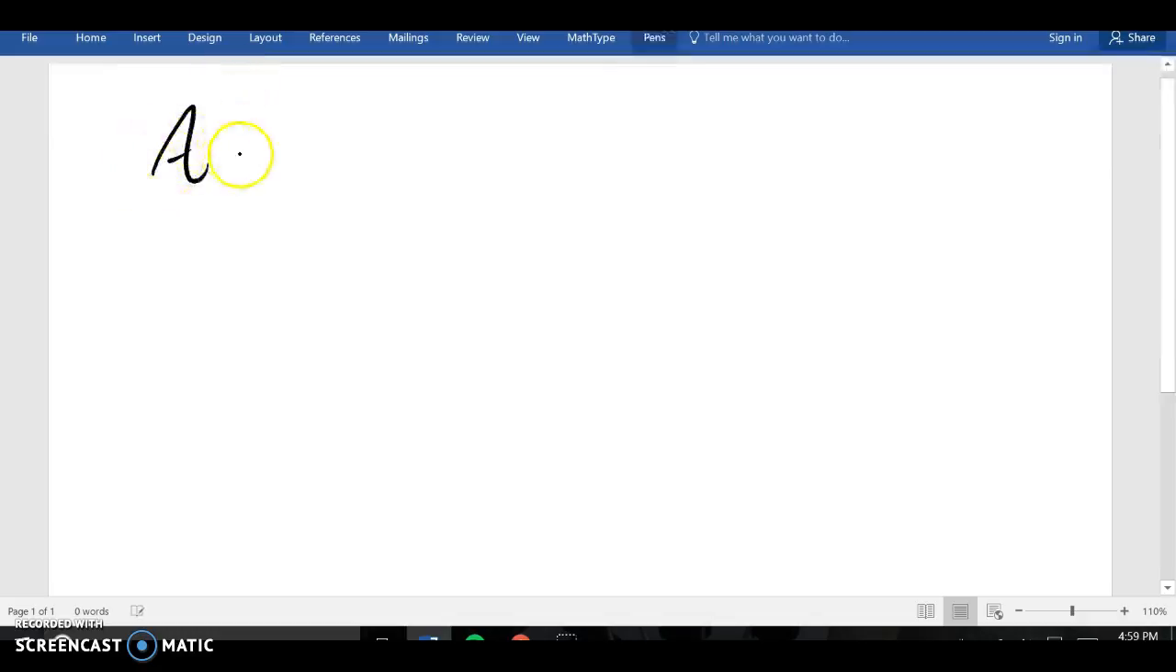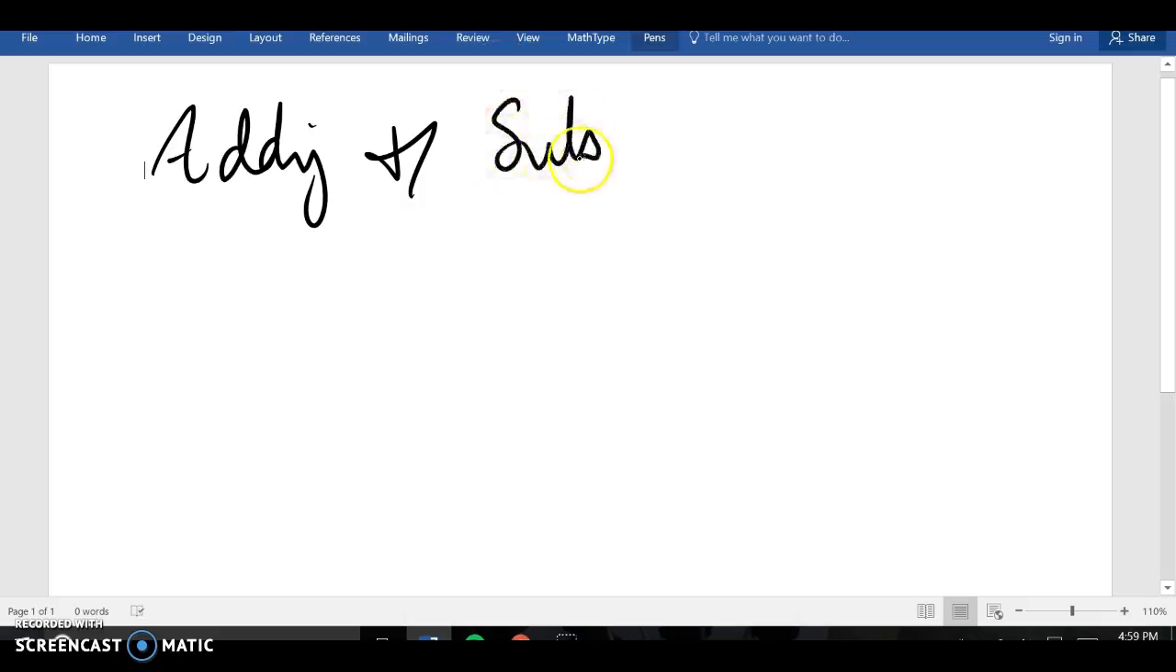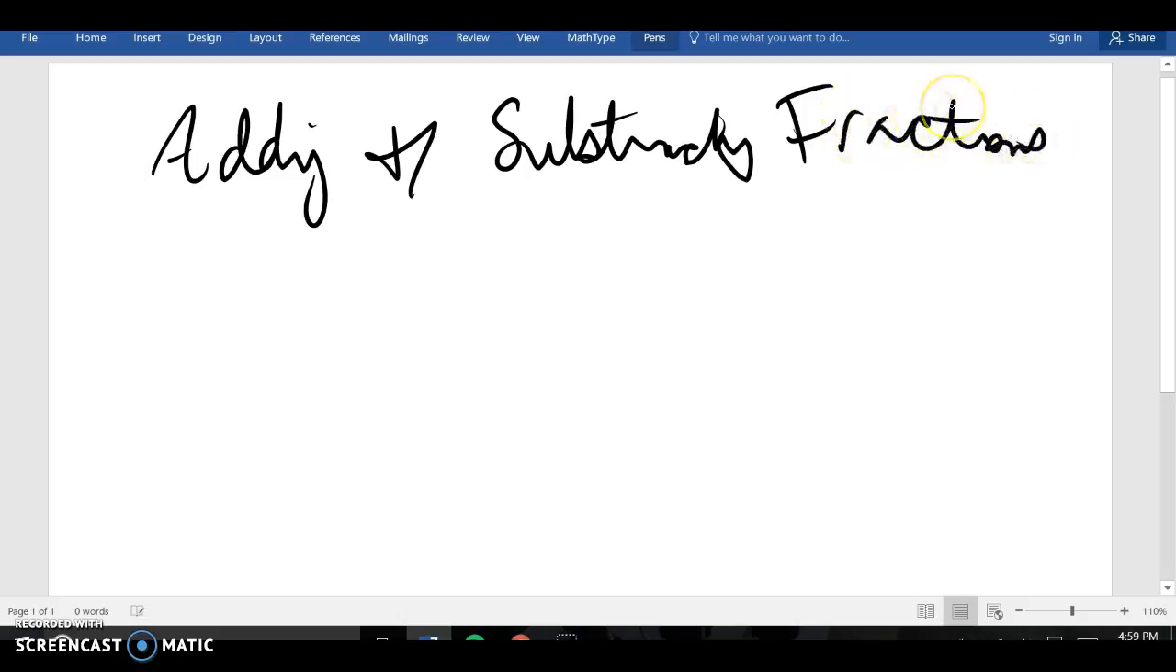So adding and subtracting fractions, for my visual people out there. Okay, so let's start with one of our practice problems from our worksheet. We've got 10/32 plus 4/16.